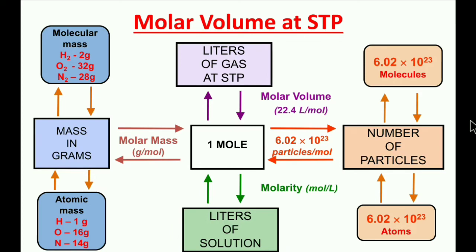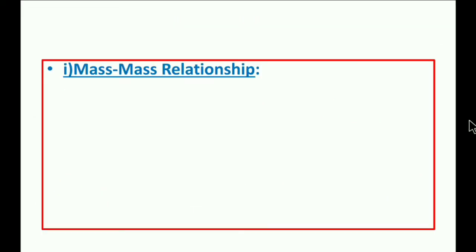So let us go through some examples. Actually there are four types of interrelationships generally: mass relationship, mass-volume relationship, volume relationship, and mass-volume-number of molecules relationship. We are going to calculate one example for each relationship. So the first one is the mass relationship, and I am going to give one problem here.